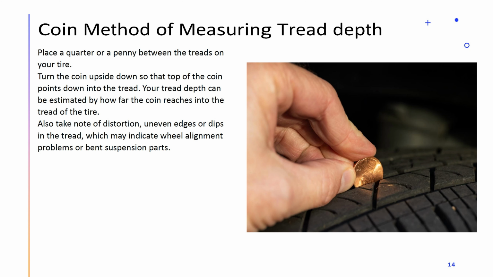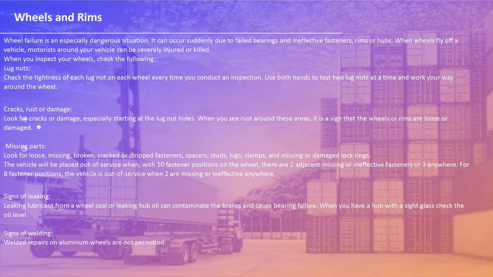Coin method of measuring tread depth. Place a quarter or a penny between the treads on your tire. Turn the coin upside down so that the top of the coin points down into the tread. Your tread depth can be estimated by how far the coin reaches into the tread of the tire. Also take note of distortion, uneven edges or dips in the tread, which may indicate wheel alignment problems or bent suspension parts.